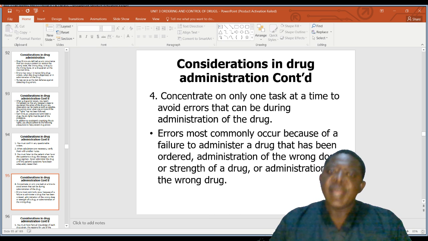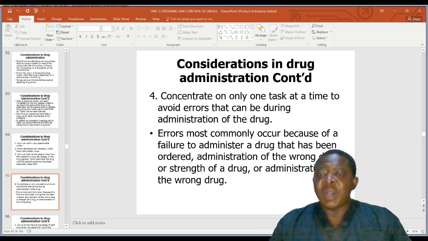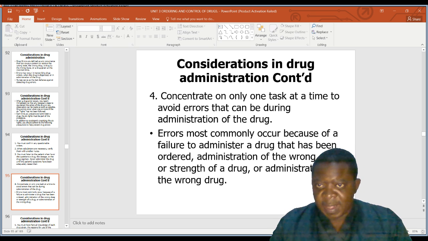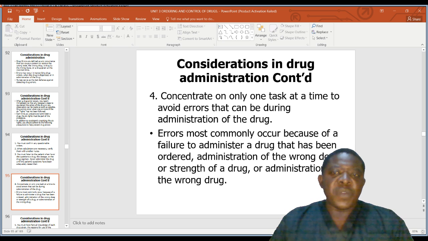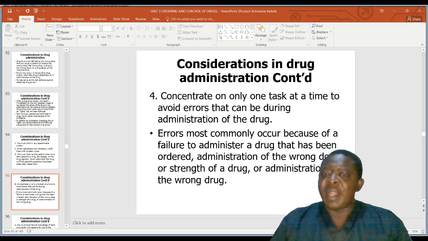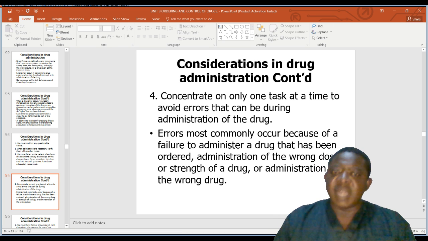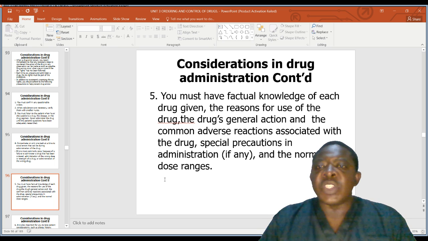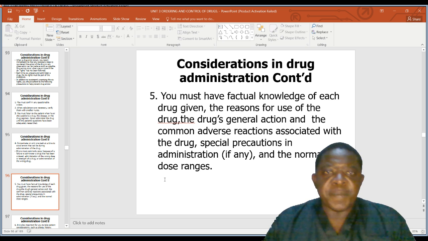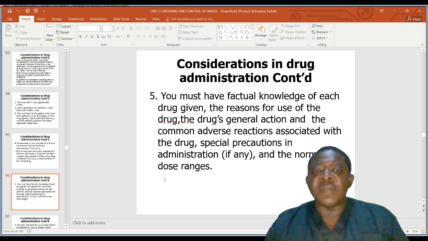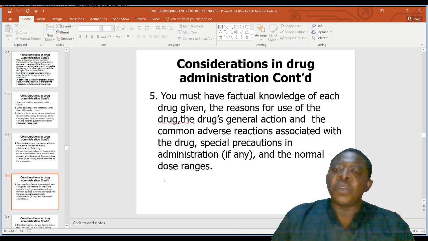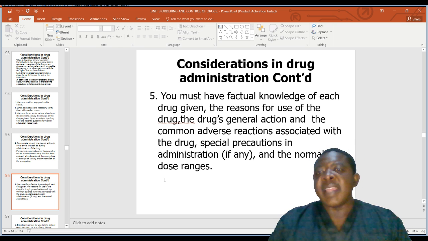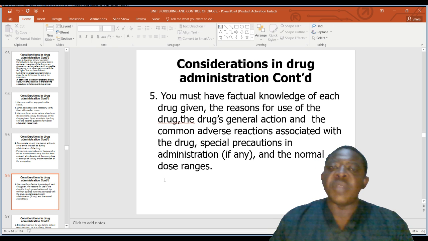the drug. Errors most commonly occur because of the failure to administer a drug that has been ordered, administration of the wrong dose or strength of the drug, or administration of the wrong drug. Then number five, you must have factual knowledge of each drug given: the reason for use of the drug, the drug's general action and the common adverse reactions associated with the drug, special precautions in administration, if any, and the normal dose ranges.